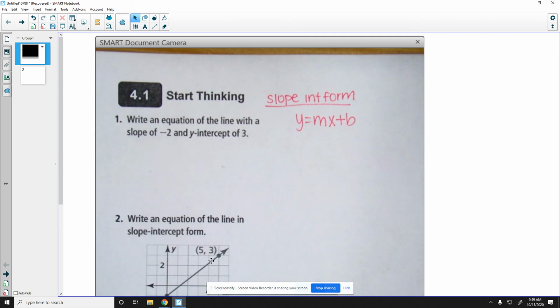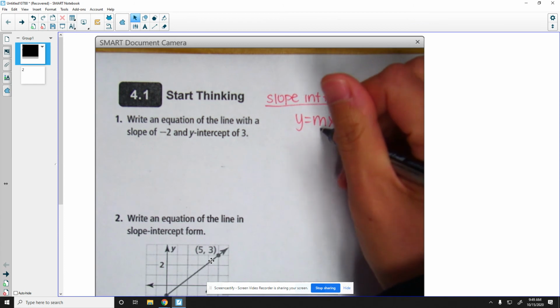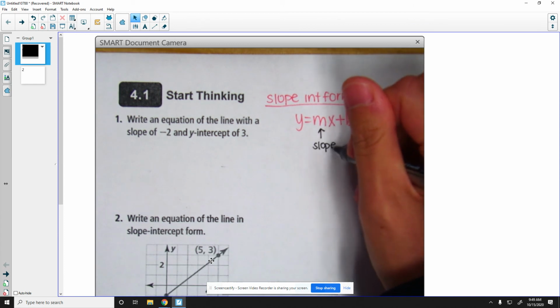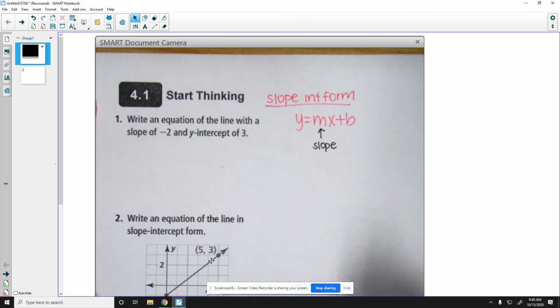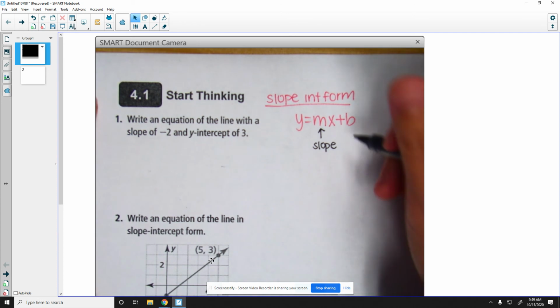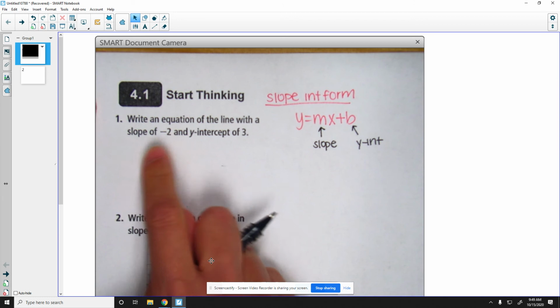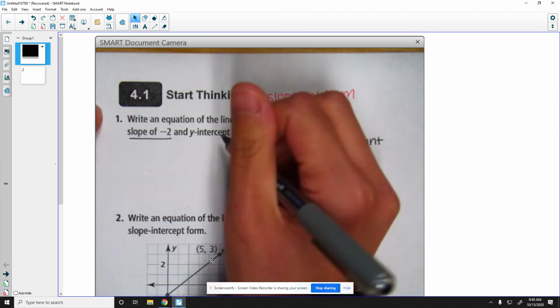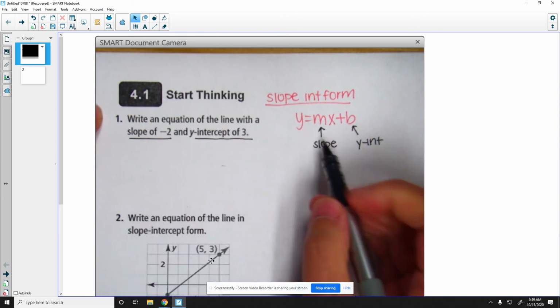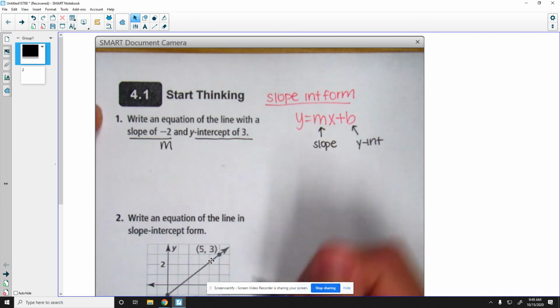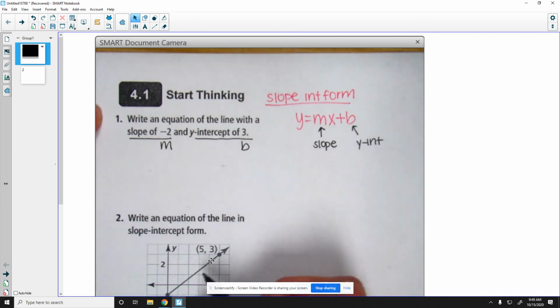All right, someone online, can you please unmute yourself and shout out, which letter is a slope? M. Okay, so M is always the slope. Someone else shout out, what letter is always the y-intercept? B. Thank you. So this is your slope, this is your y-intercept. So when it says write an equation of a line with a slope of -2 and a y-intercept of 3, they're saying your M, which is your slope, is -2, and your B, which is the y-intercept, is 3.